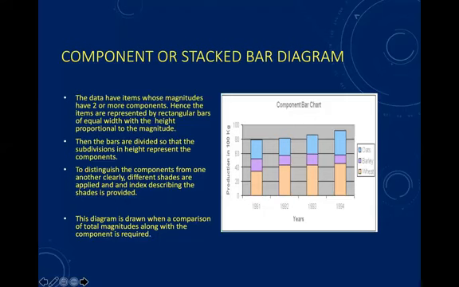We now go to the component or stacked bar diagram. Here, the data have items whose magnitudes have 2 or more components. Hence, the items are represented by rectangular bars of equal width with the height proportional to the magnitude. Then the bars are divided so that the subdivisions in height represent the components. To distinguish the components from one another clearly, different shades are applied and an index describing the shades is provided. This diagram is drawn when a comparison of total magnitudes along with the components is required.